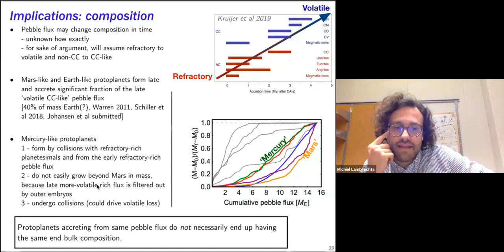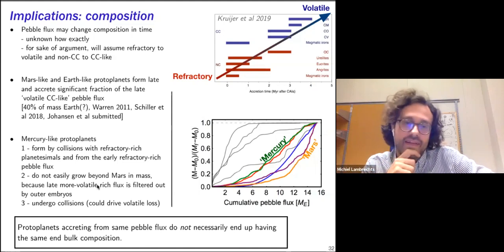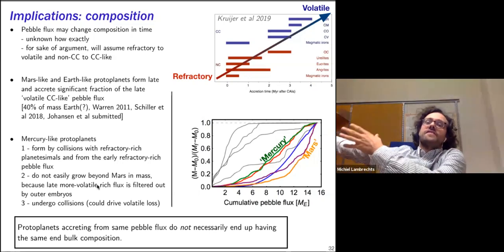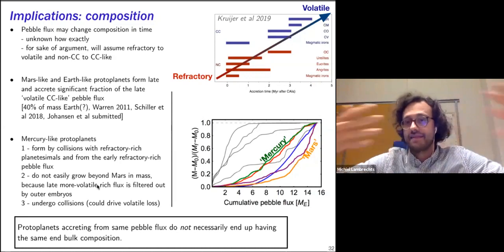The point I want to make here is that protoplanets accreting from the same pebble flux do not necessarily end up having the same bulk composition. Okay? So it's not that because you have the same kind of continuous pebble flux being transported, all these pebbles ultimately have the same composition.